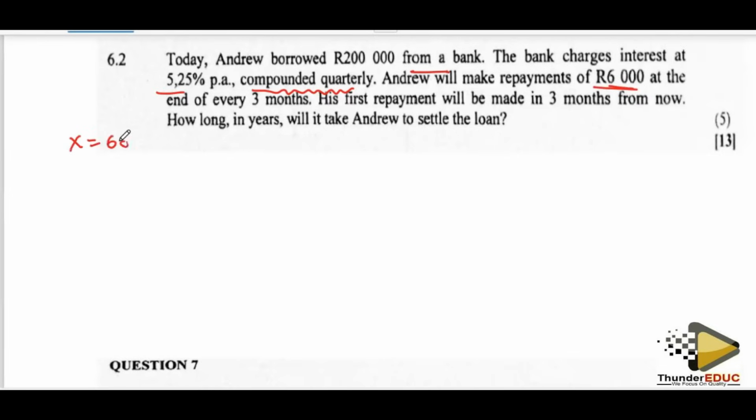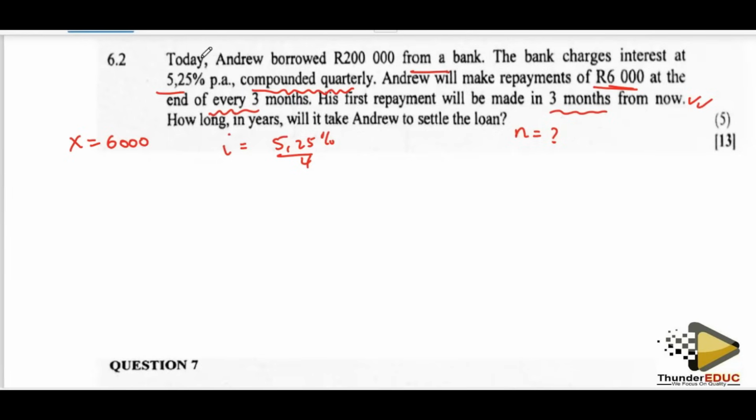So X is 6,000. Interest rate, we say 5.25% over 4. 6,000 at the end of every 3 months. So when they talk of every 3 months, that's a quarter. So the first payment will be made in 3 months from now, which is the correct timing. How long in years will Andrew take to settle the loan? So they want the n.